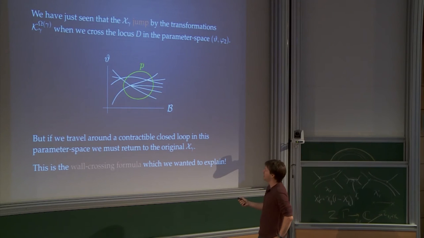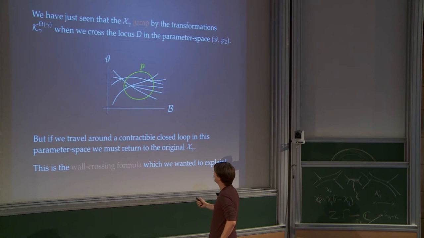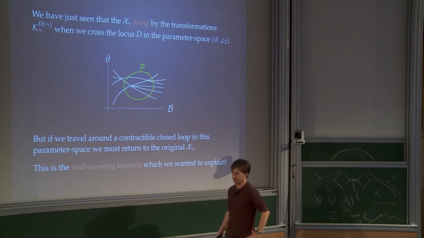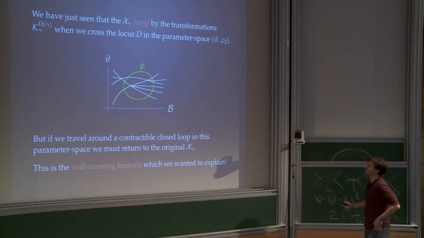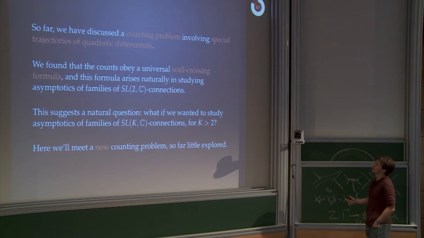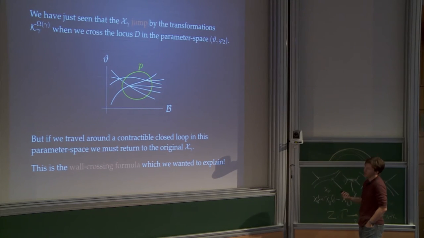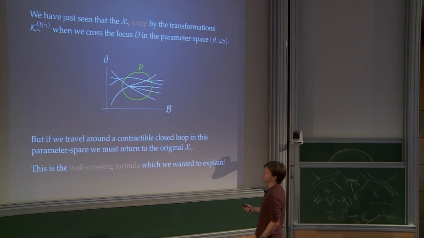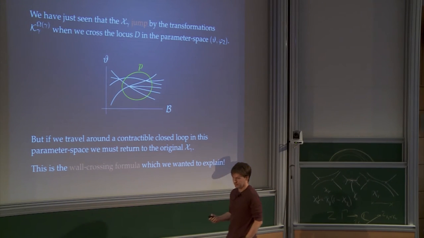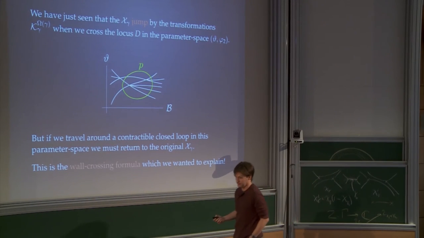So the way we explained it is to find some concrete objects which actually transform by this funny looking transformation. And then because those objects are univalently defined, when I go around a loop, I have to come back to the original objects. That's it. So the whole point was to explain this Kontsevich-Soibelman symplectomorphism formula. And the explanation is that if you lift it to this flat connection, it is just a statement that nothing changes.